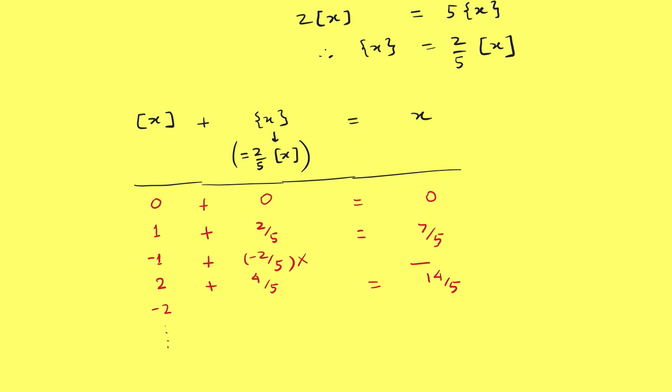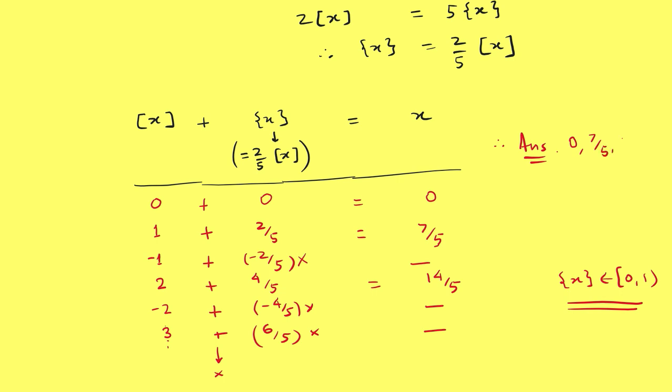Next, -2: when you take that, you get the fractional part as negative 4 by 5, which is not acceptable since it is not in the interval 0 closed to 1 open. It is also rejected. Next, we take the value of greatest integer x as 3, but then the fractional part comes out as 6 by 5, which is more than 1. It is not in 0 closed to 1 open, so it is rejected. Now, any other values will not give us any more answers, so the only three answers we are going to get here are these three. So finally, the answers are 0, 7 by 5 and 14 by 5.